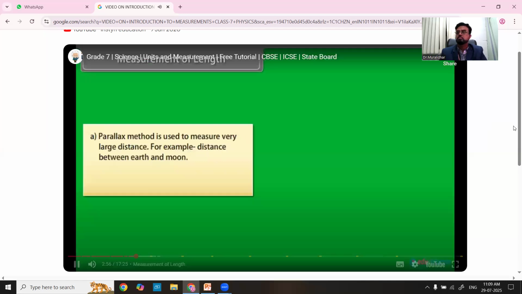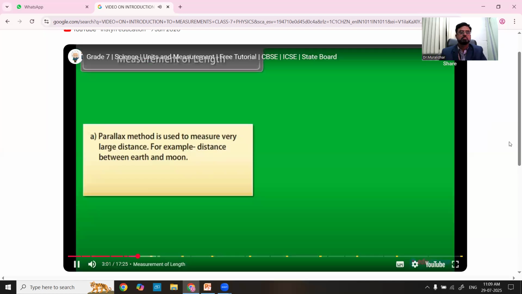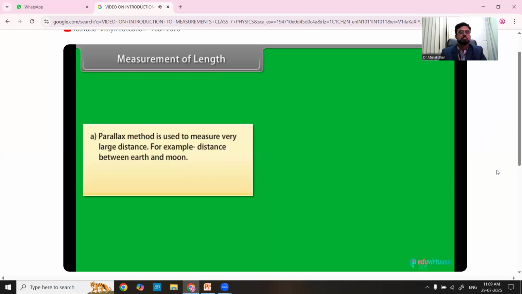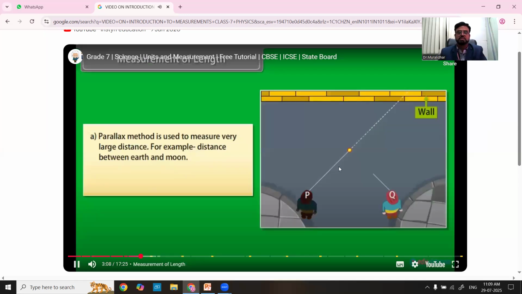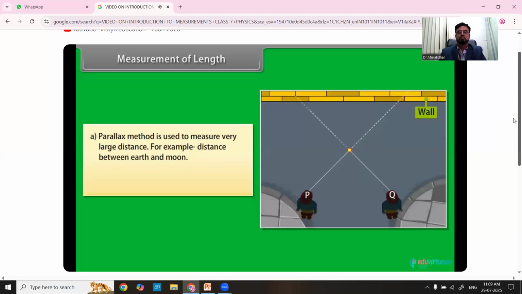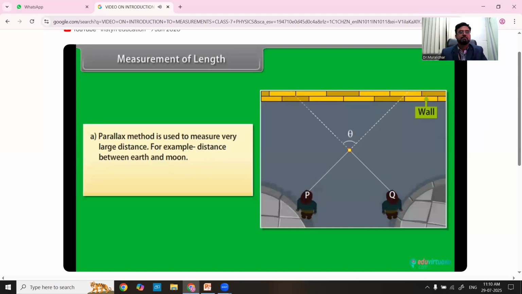A. The parallax method is used to measure very large distances, for example, the distance between Earth and Moon. Let us understand with an example. A girl is observing a rod against a wall from two different points P and Q. She notices that the position of the rod seems to change with respect to the wall. This is known as parallax. The distance between P and Q is called the basis.